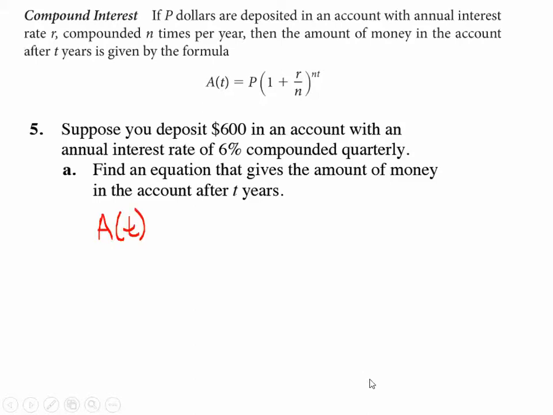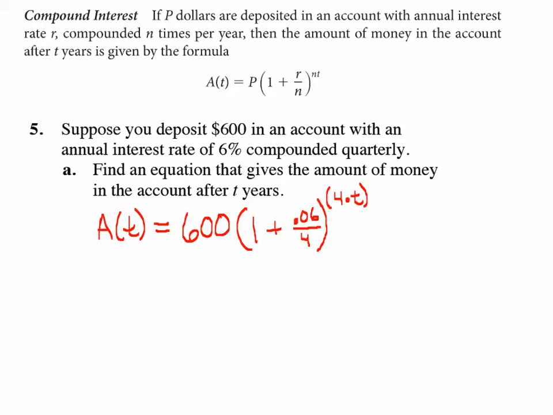So A of t equals, the original deposit is $600, and we get 1 plus interest rate, 6%, is that right? Yep, 6%. Write it as a decimal, so 0.06. It always comes in as a decimal, and n is the number of compoundings per year. So if it's quarterly, that means we have 4 compoundings in a single year. And then the exponent is going to be n times t, so it's going to be 4 times the t.